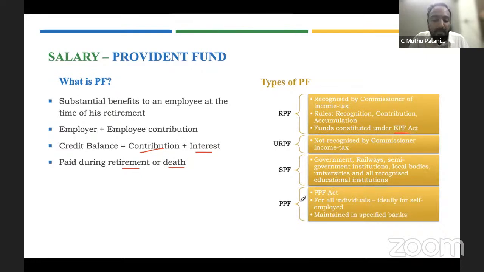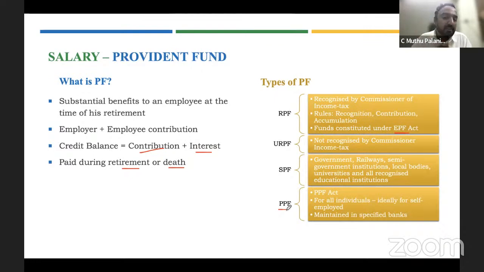What about public provident fund? The last one is public provident fund. When you're an employee, the employee contributes PF and the employer also contributes PF. But what if you are not an employee, but you still want PF? You still have something called public provident fund.